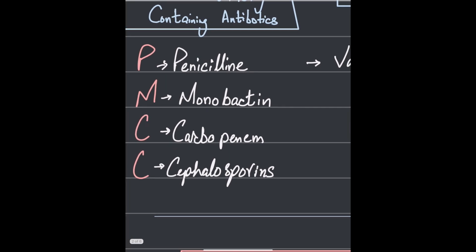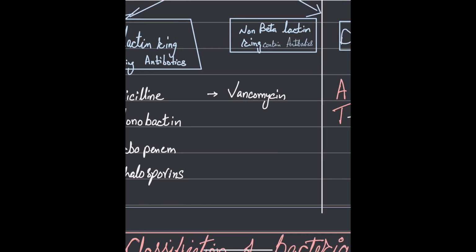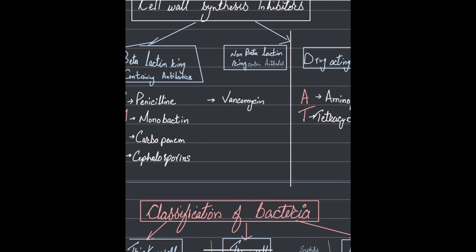There is a mnemonic we have to understand: PMCC. P for penicillin, M for monobactam, C for carbapenem, and C for cephalosporin. Another one, a non-beta-lactam, is vancomycin. We will go over further details later about each drug.